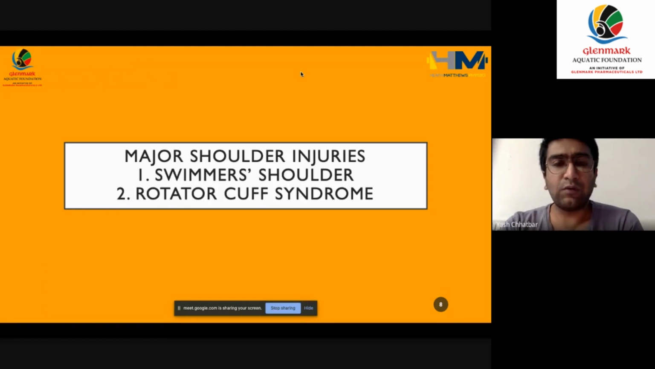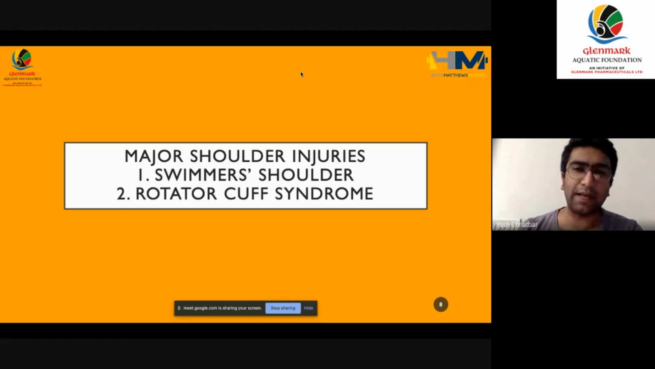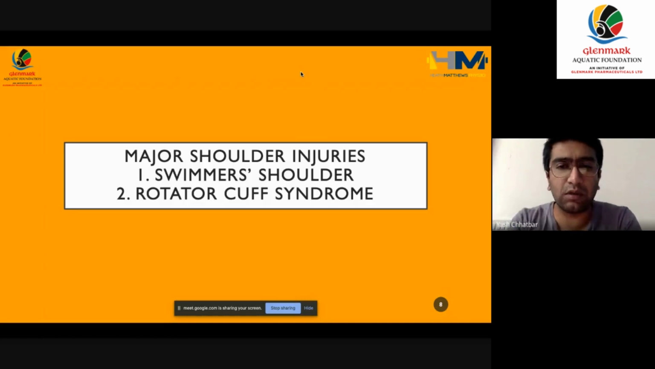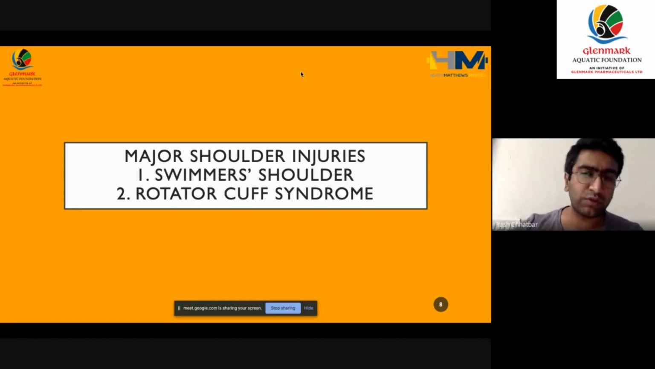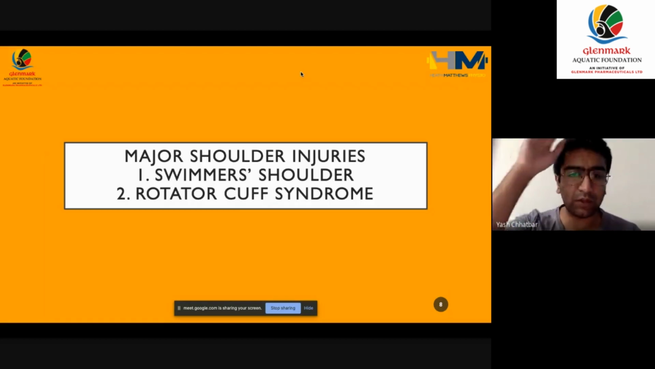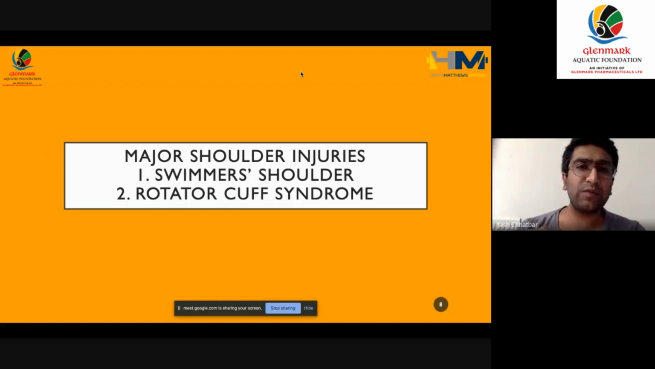So if you have understood those mechanics, you will realize that swimming is an overhead sport. You are doing just like bowling, just like pitching a baseball. Swimming is an overhead sport. Basically, you are in the prone lying position, but most of the activity of the shoulder happens in that overhead position, and that is where the impingement happens.